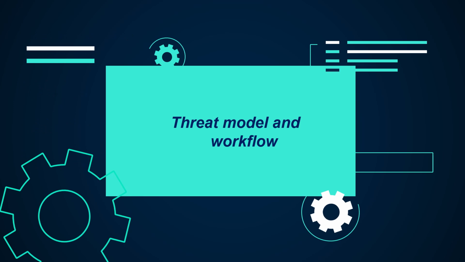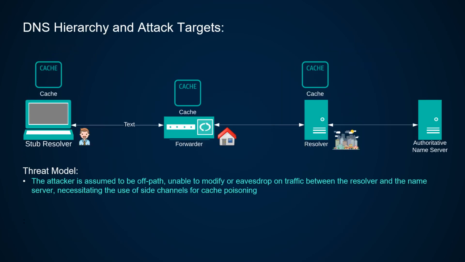Threat model and workflow. DNS hierarchy and attack targets. The DNS hierarchy consists of stub resolvers, DNS forwarders, and DNS resolvers, with resolvers being the primary target for cache poisoning attacks. In our threat model, we assume that the attacker operates off path, unable to directly modify or eavesdrop on traffic between the resolvers and the name server. This scenario necessitates the use of side channels for executing cache poisoning attacks.